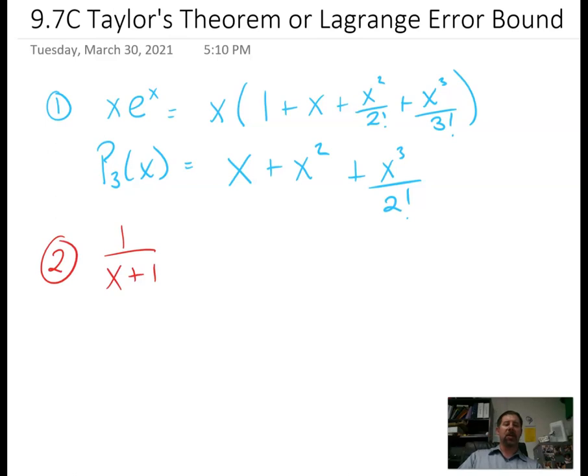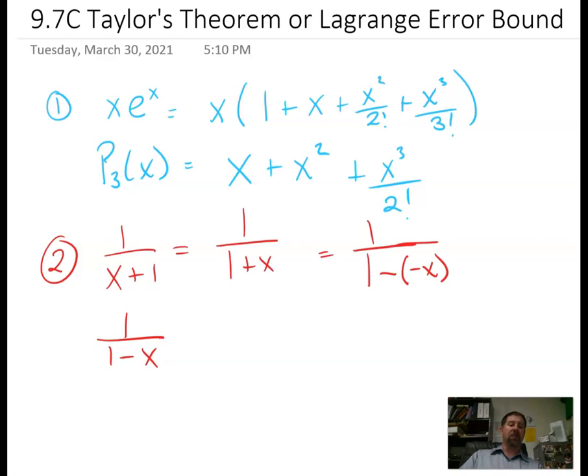Same idea on this one. You've got to know which one you're playing around with, but this looks kind of like our 1 over 1 minus x. I just got to maybe move things around a little bit to get it to work. I can rewrite 1 over x plus 1 as 1 over 1 plus x, which is 1 over 1 minus a negative x. And so now I can use this rule, but instead of plugging in x, I'm going to plug in a negative x instead.